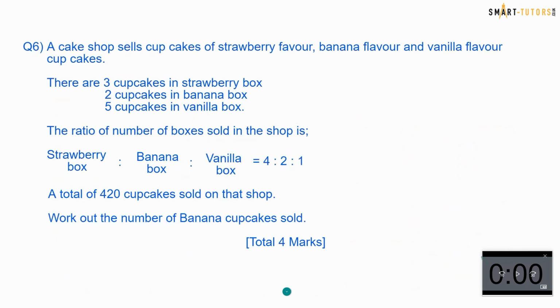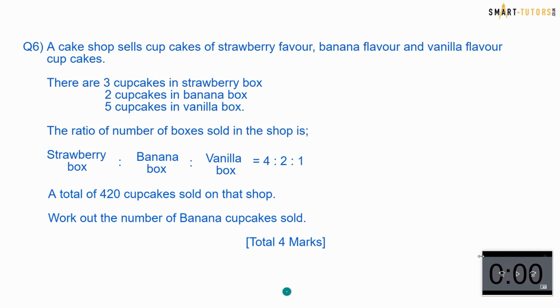A cake shop sells cupcakes of strawberry flavor, banana flavor, and vanilla flavor. There are 3 cupcakes in a strawberry box, 2 cupcakes in a banana box, and 5 cupcakes in a vanilla box. The ratio of the number of boxes sold in the shop, strawberry box to banana box to vanilla box, is 4 to 2 to 1. A total of 420 cupcakes were sold in that shop. Work out the number of banana cupcakes sold.